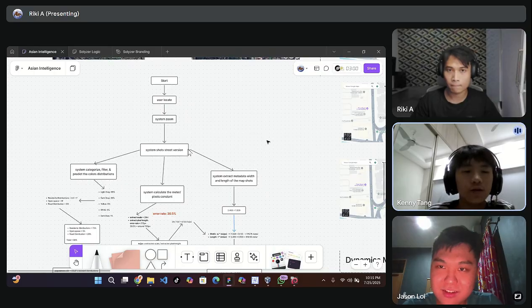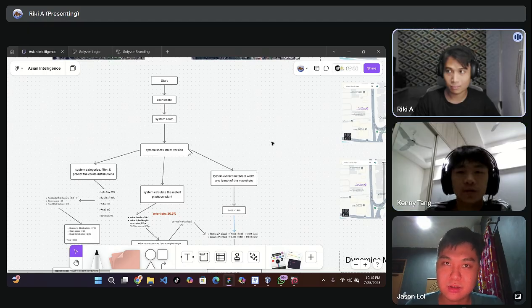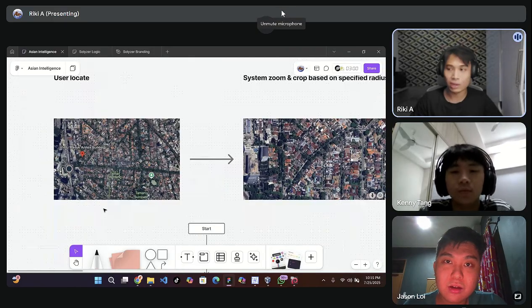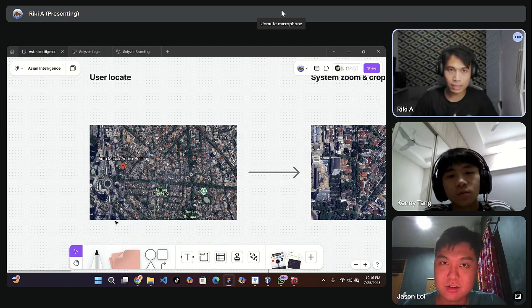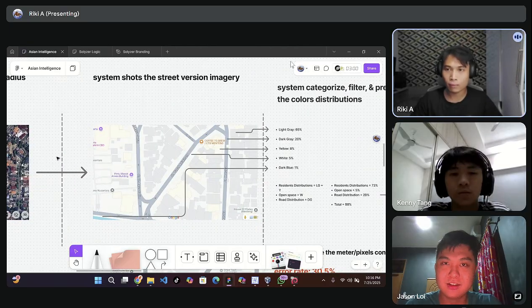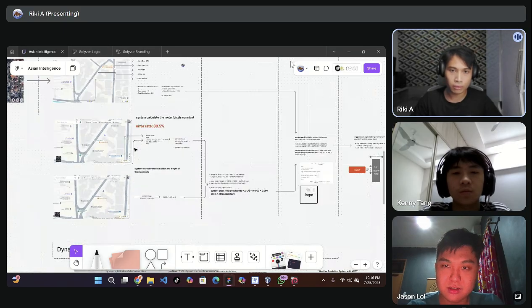So this is the flow chart. This flow chart shows how our system works from start to finish. To make a detailed explanation, let's go into this simulation. So first, the user has to locate the pinpoint location. After that, the system zooms and crops based on the specified radius. With this tile floor layer imagery, the system shows the street version imagery, which means it does these three things.